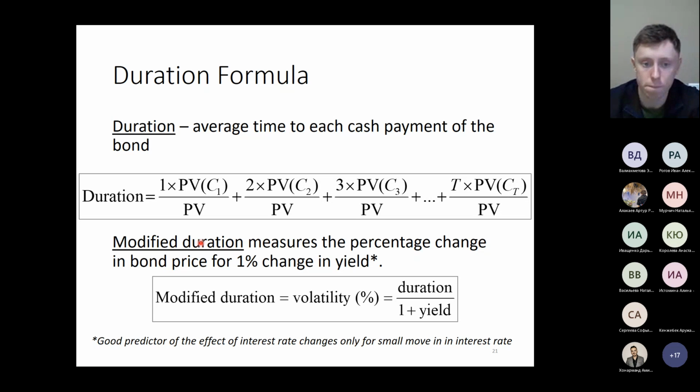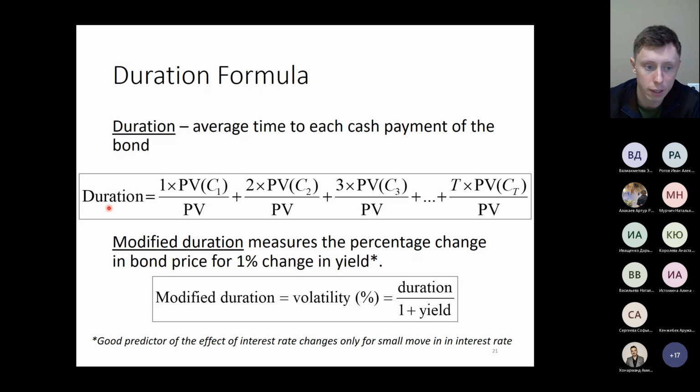What is the principle here? This 1, 2, 3 is the number of periods. So first period, second period, third period, and so on till the period 3. Present value of the coupon payments, they're here, so discounted coupons. And PV is the total present value that our bond would generate. And in principle, this is a weighted time of the cash flows that the bond would generate.